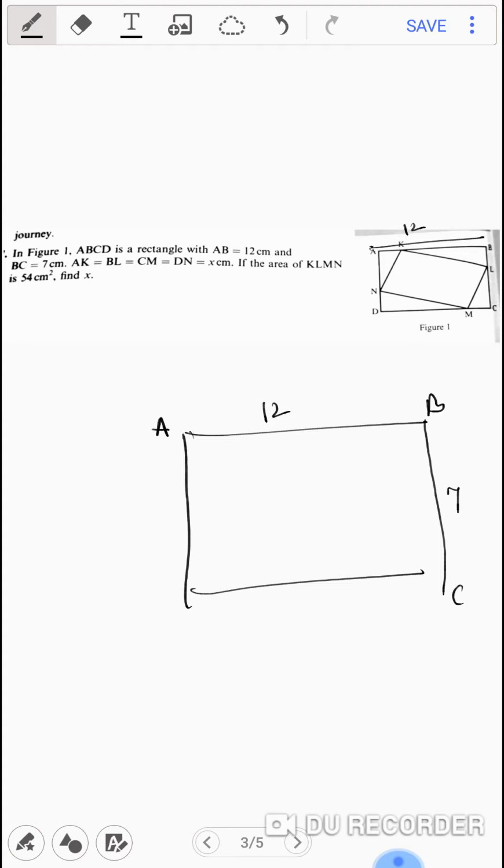AK is equal to BL. Here is AK, so AK is equal to BL, so this is BL, so these both are equal, is equal to CM, so here is M, so even this is equal to DN, here is N and here is D. So these all four parts which I have marked as a zigzag line are all equal, and they are x meters, I'm sorry. If the area of KLMN is 54 centimeter square, find the x. KLMN.